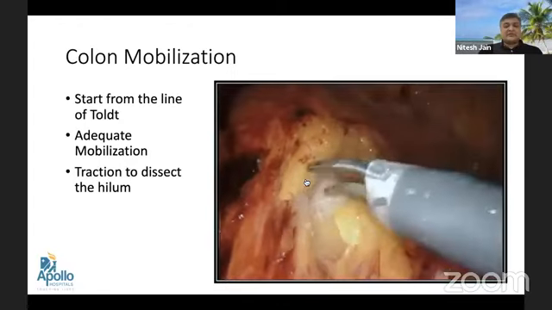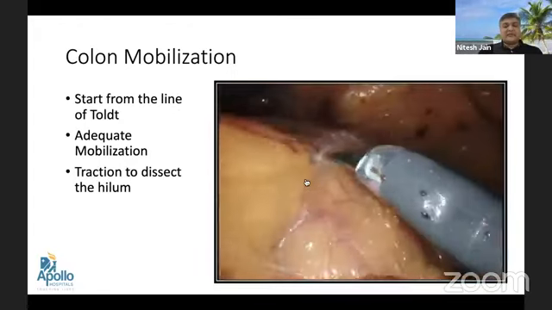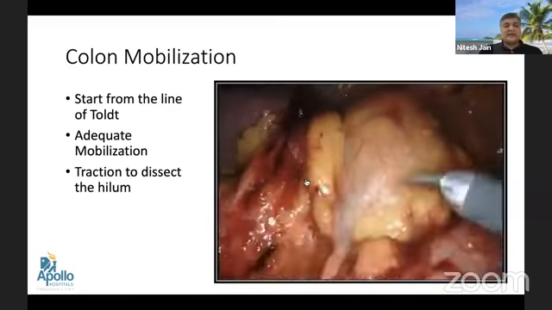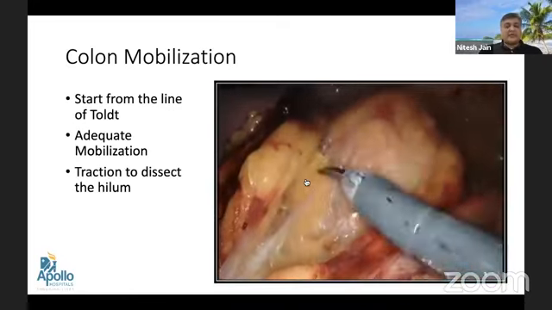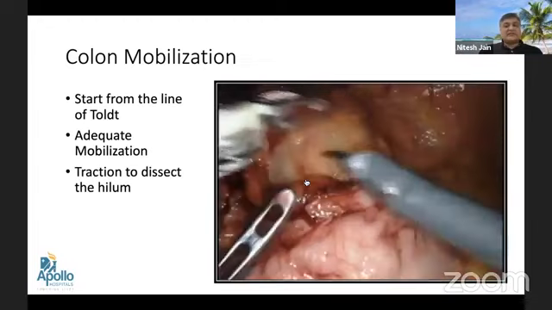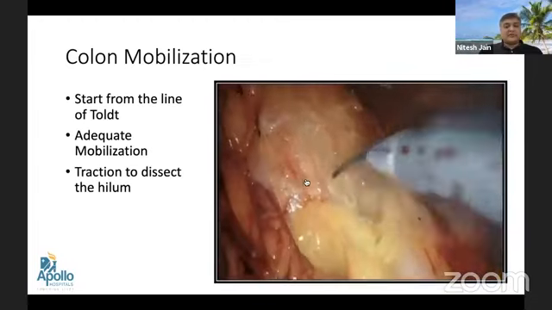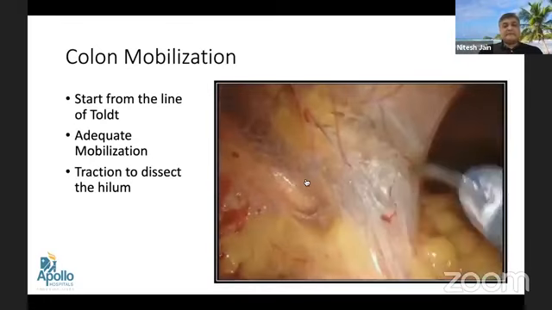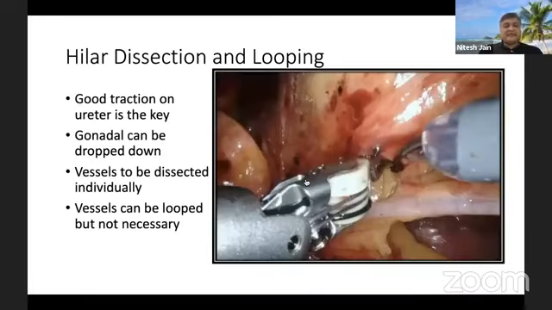In case of the left side, the colon should be mobilized right from the iliac vessels up to the spleen. The spleen should open just like a book. It should fall medially. Especially in case of upper pole tumor, splenic mobilization is very important, and also in case of posterior tumors. So the next step is hilar dissection.